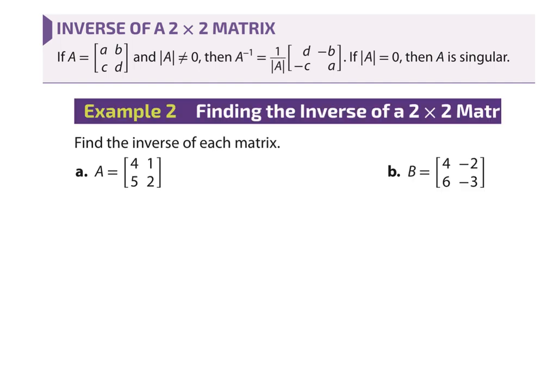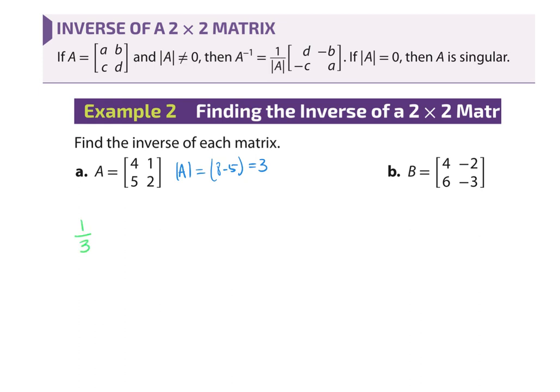Find the inverse. When you're finding the inverse, the first thing you have to do is find the determinant. So we're going to first find the determinant of this matrix. The determinant is going to be 8 minus 5. So my determinant here is 3. All right. Now we're going to take that determinant and do the reciprocal. The reciprocal of 3 is 1/3.